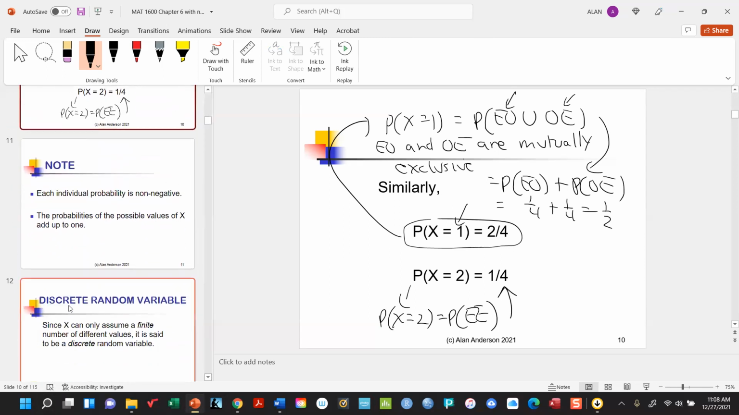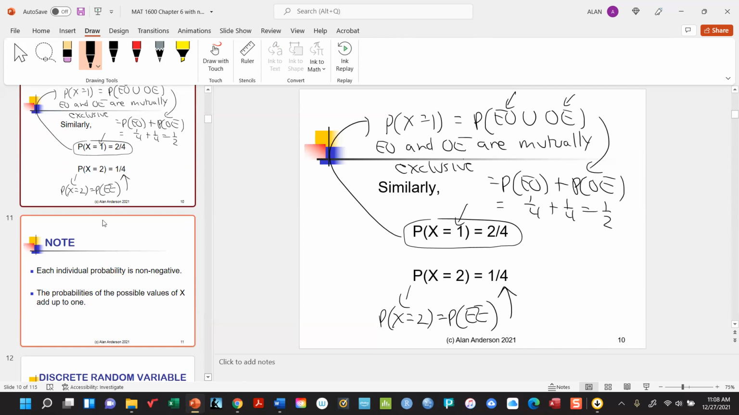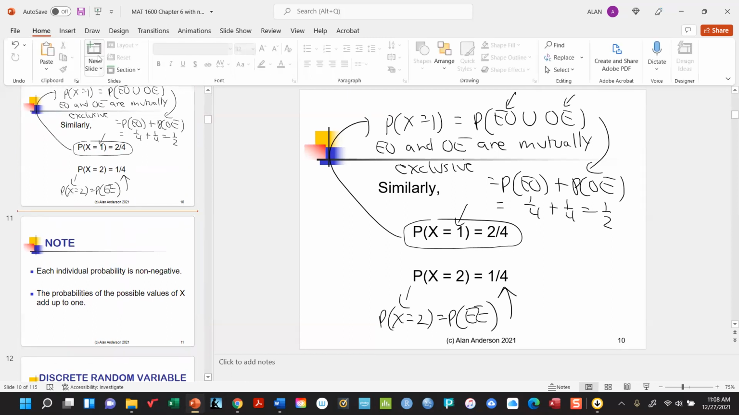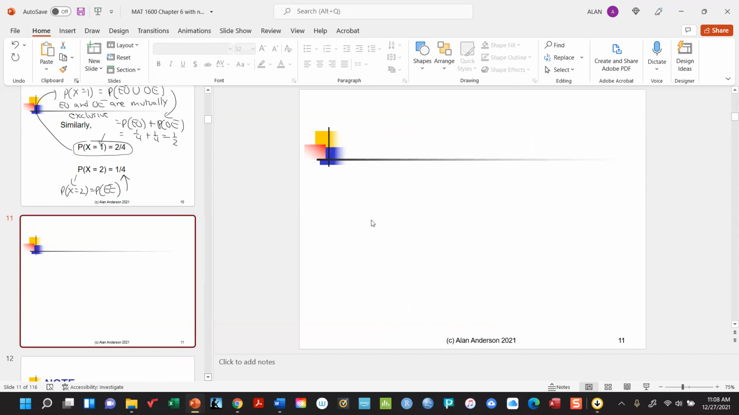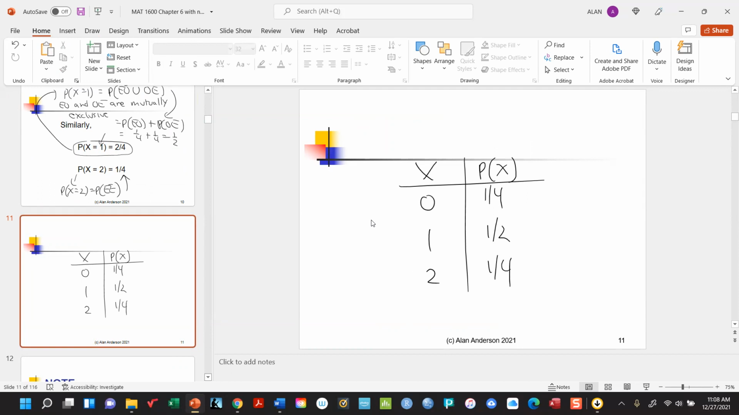So we can tie these all together into a nice little table. Let me do that right now. X, P of X. And this table, which only does one thing, and that shows all the X's and their probabilities, this is known as a probability distribution. Oh, we're going to see a lot of these.